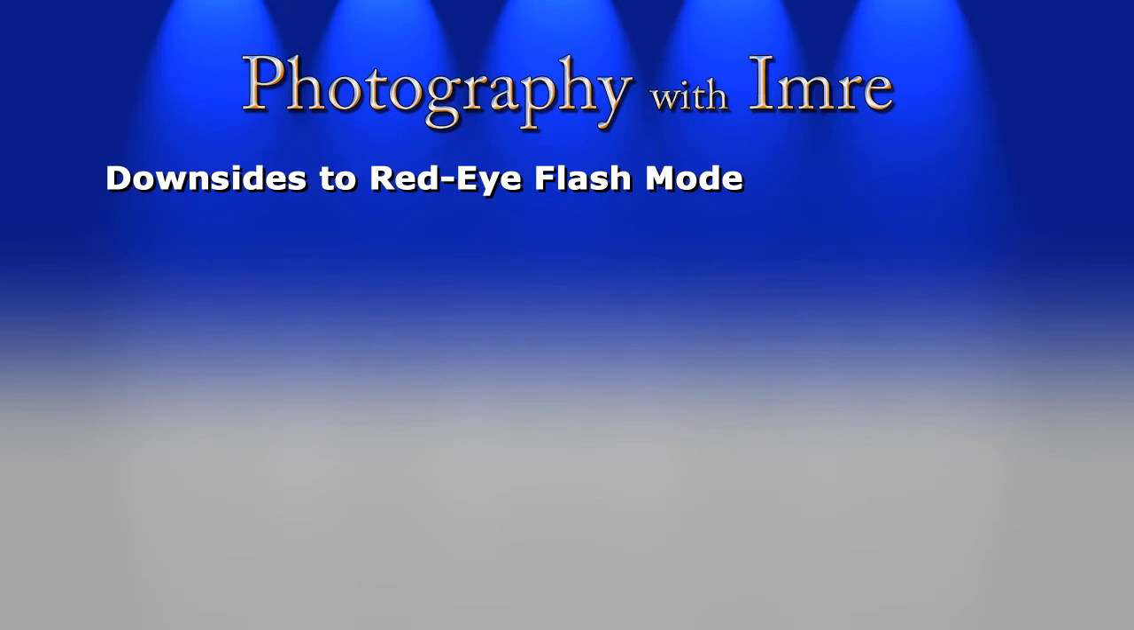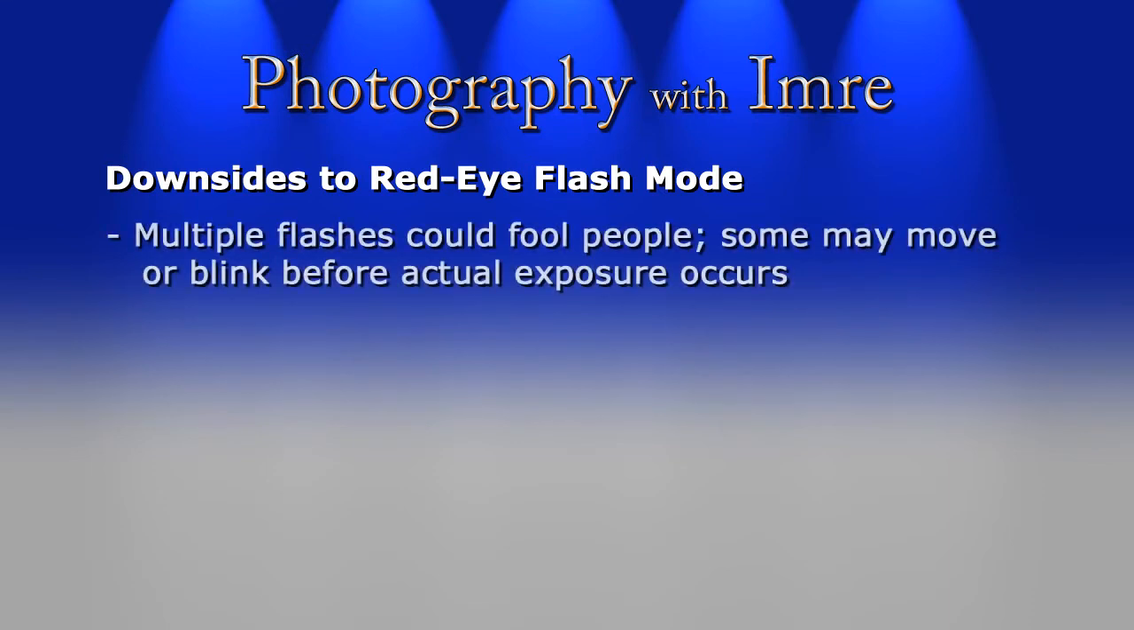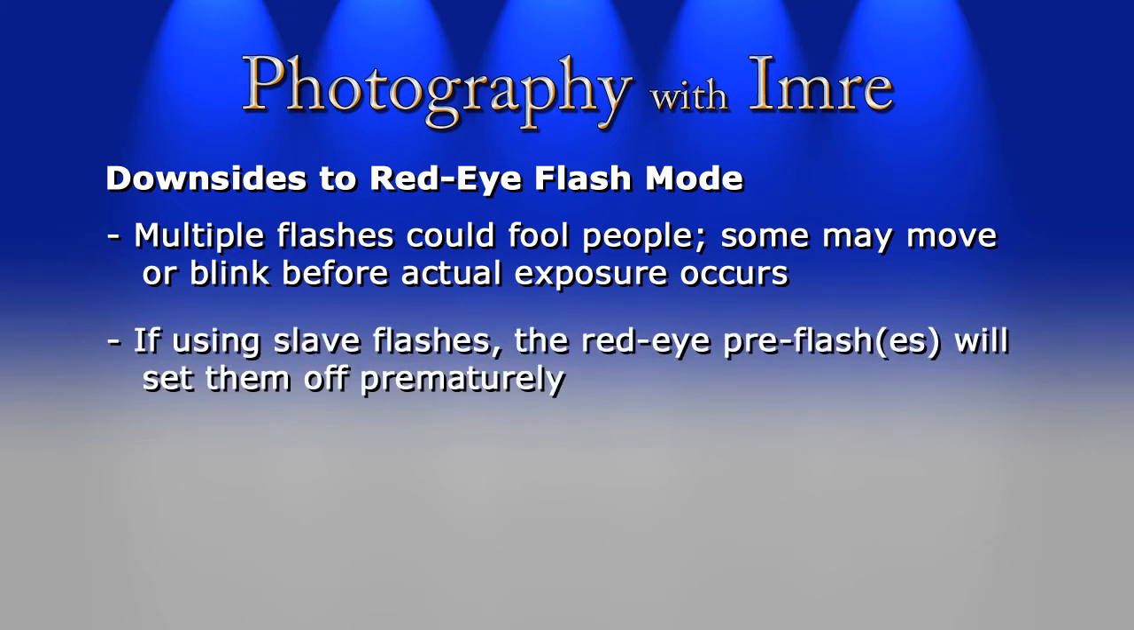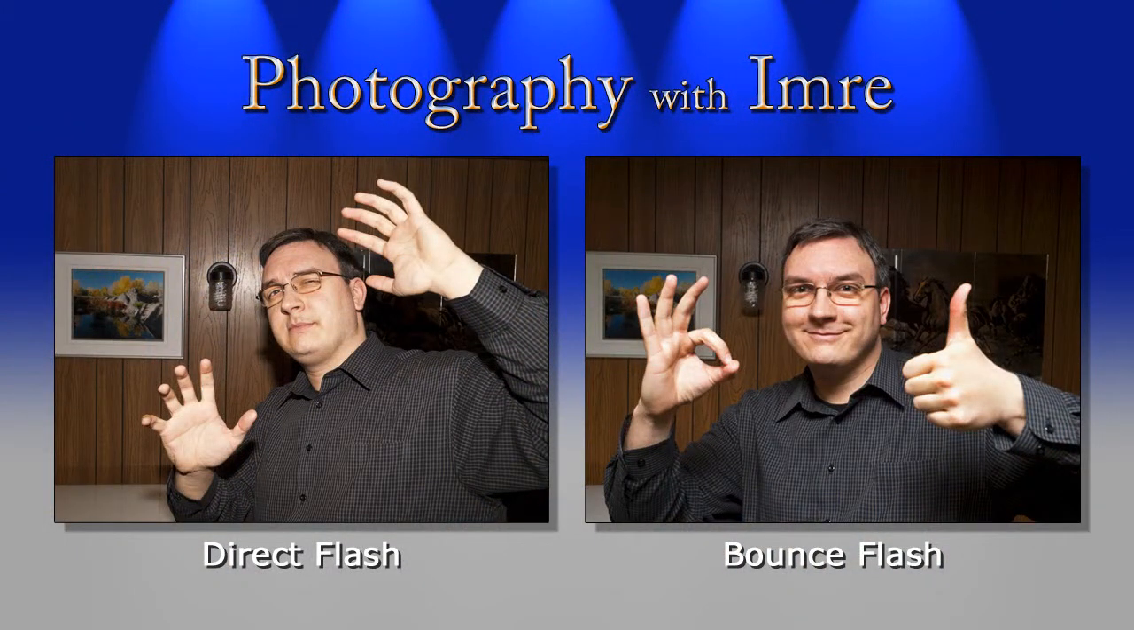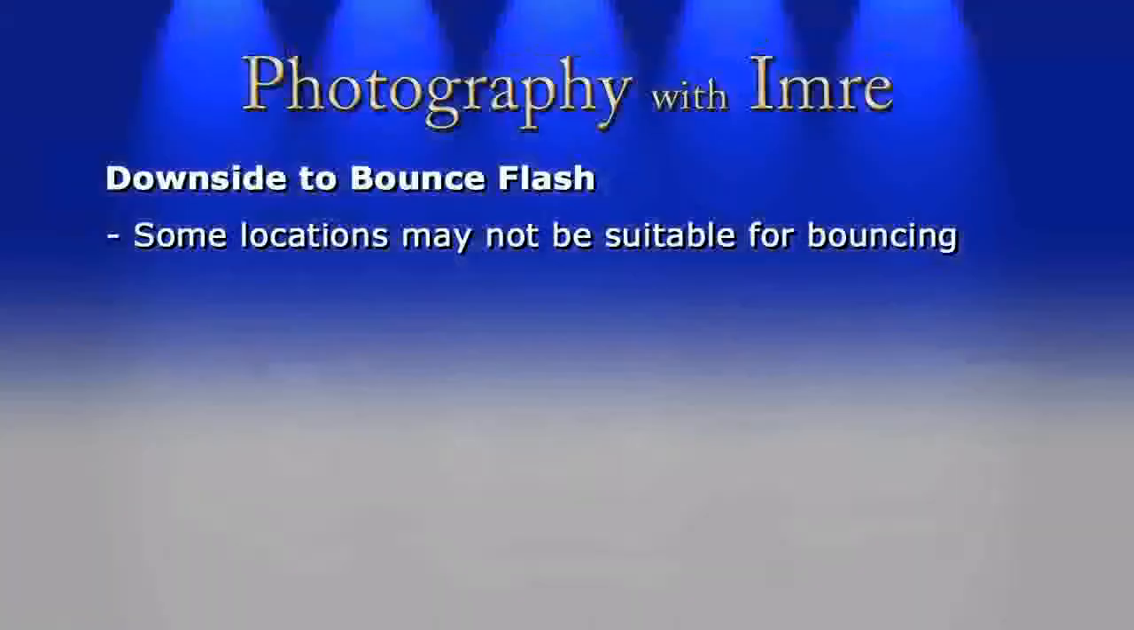This generally works quite well, but there are a few downsides. First, if people are unaware of the multiple flashes, many will move slightly or blink before the actual exposure happens. And second, if you're using slave flashes to provide additional lighting, they'll be triggered and fired too soon, again before the camera takes the photo. But we still have several options left. If your flash has a swivel head and can be used to bounce, then you don't have to aim the flash directly at people. This may also produce more aesthetically pleasing, softer light. However, depending on your location, for example, a place with a really high ceiling, then using bounce flash won't be effective. Let's see what else can be done.